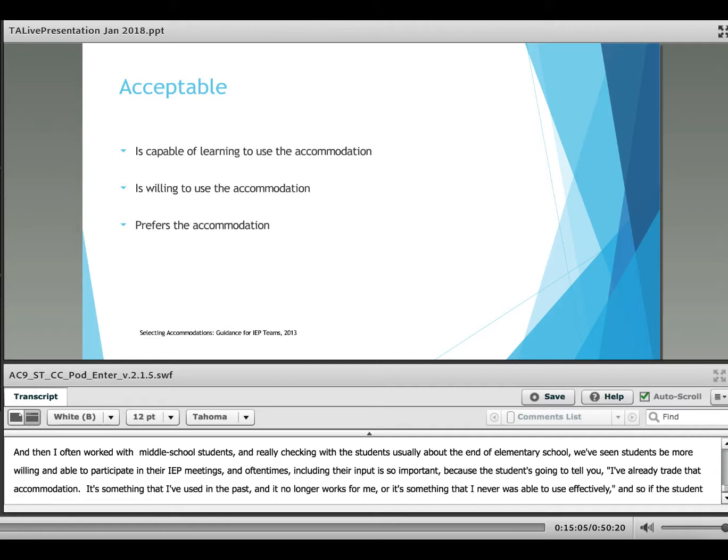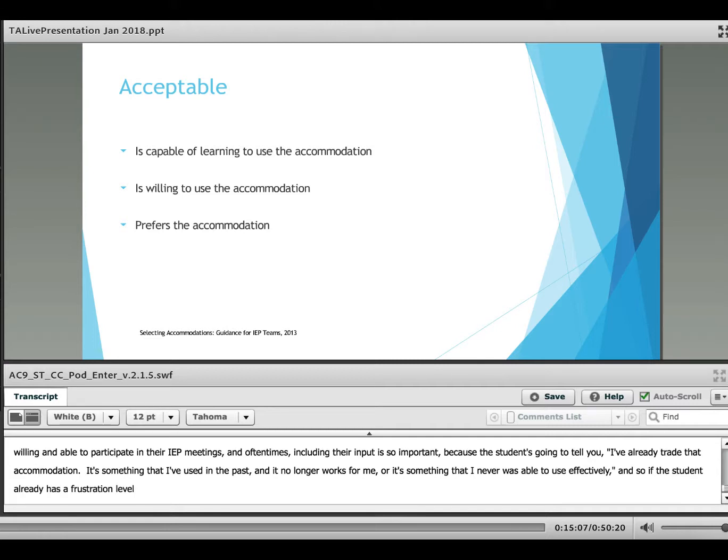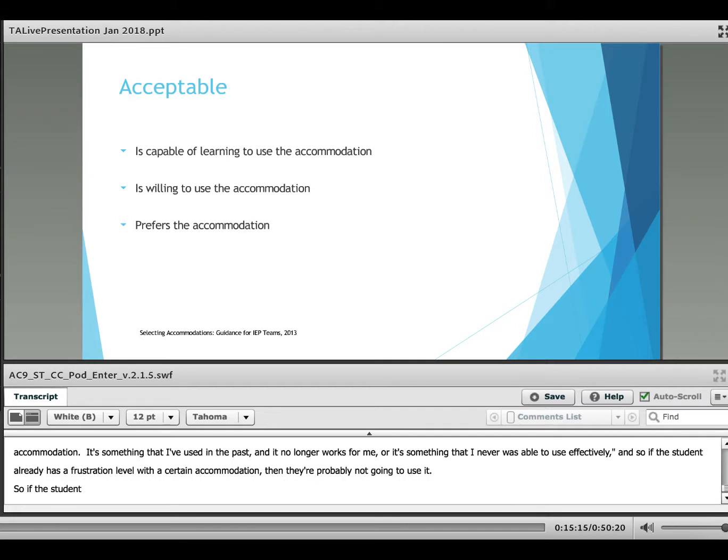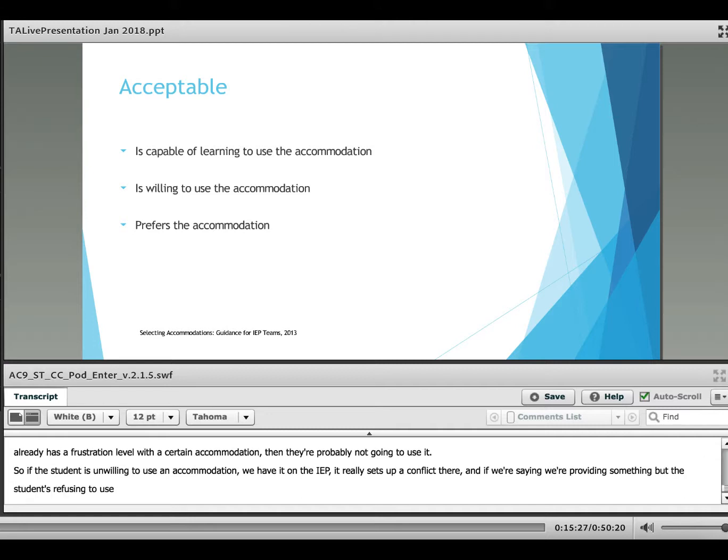And so if the student already has a frustration level with a certain accommodation, then they're probably not going to use it. So if the student is unwilling to use an accommodation, we have it on the IEP, it really sets up a conflict there. And if we're saying we're providing something but the student's refusing to use it, why is it even on there if the student is not using it?